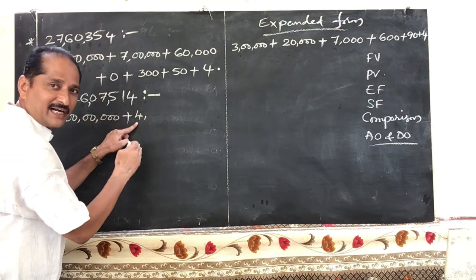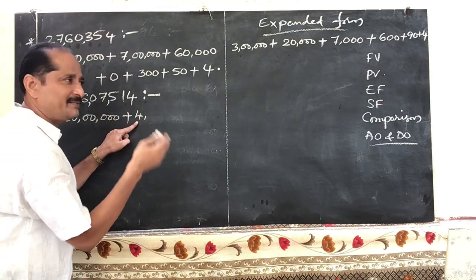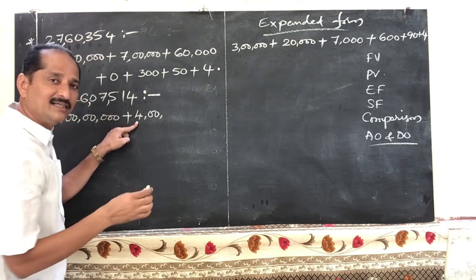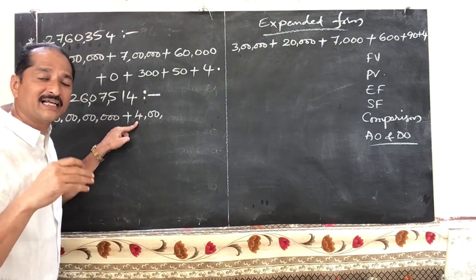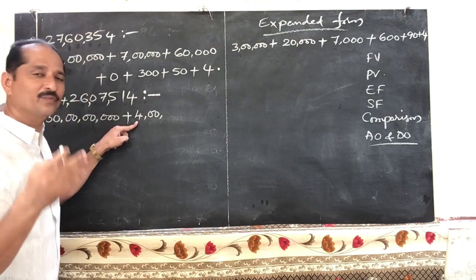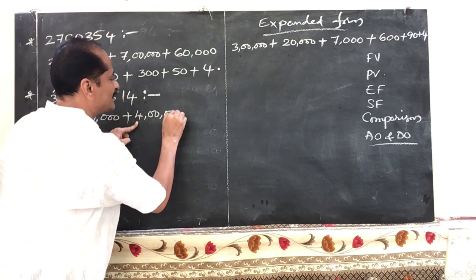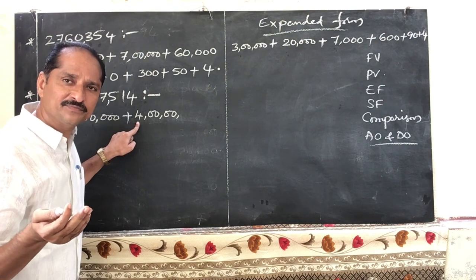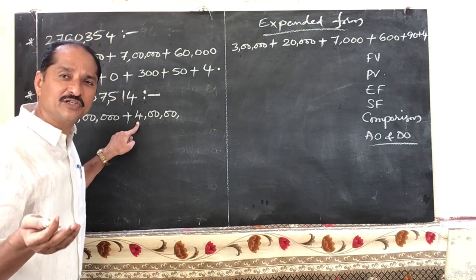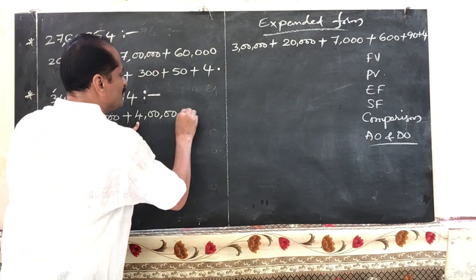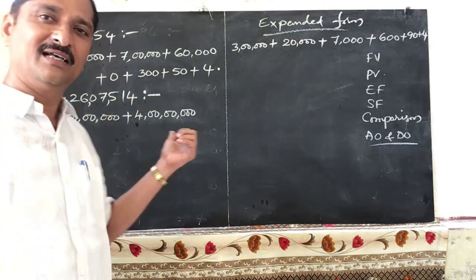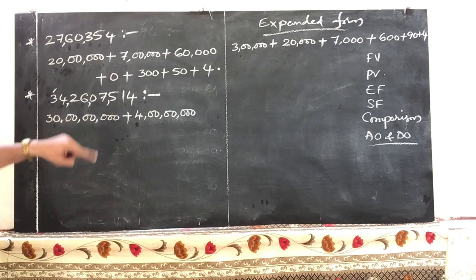Next lower than crores period, lakhs period. Lakhs period has 2 places, so 2 zeros. Next lower than lakhs, thousands. Thousands period contains 2 places, so 2 zeros. Next lower than thousands, units period. Units period has how many places? Yes, 3 places. So how many zeros should you place? 3 zeros. So 4 crores can be written like this easily. Understand? So this is the writing in the crores completed.